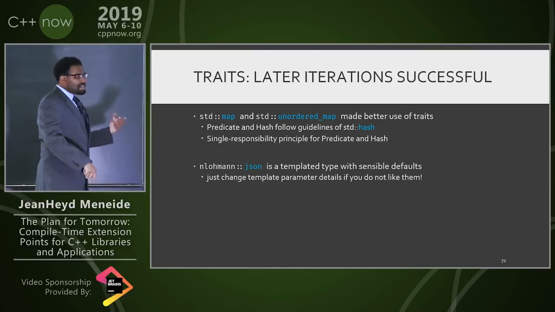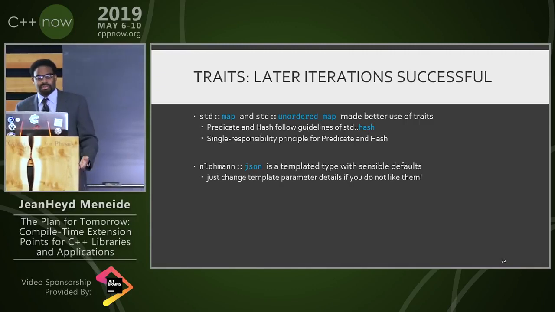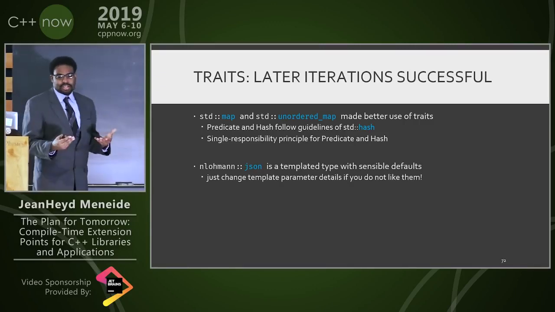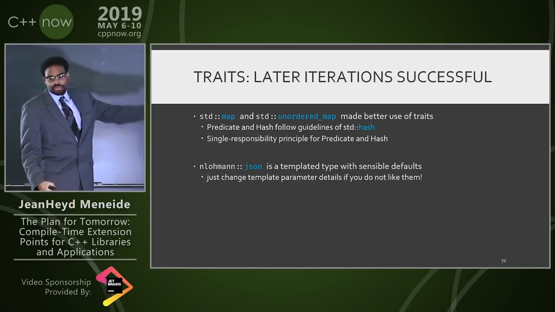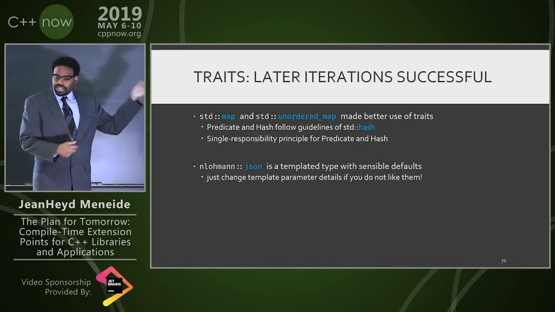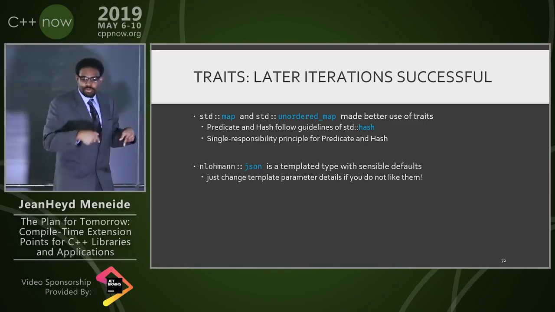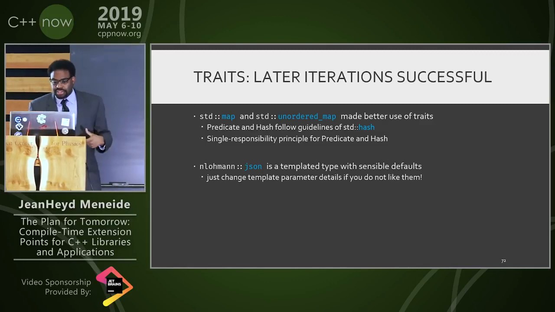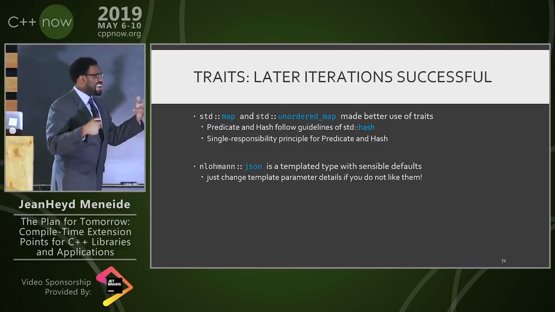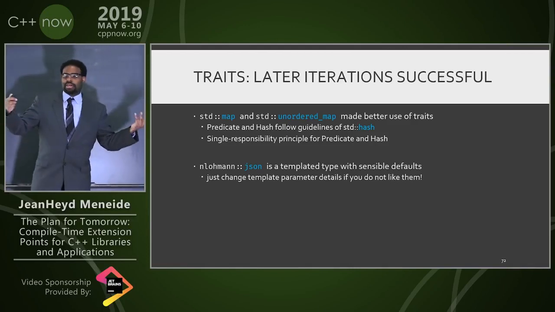Now, it's not all bad. Traits have had successful iterations, for example std map and std unordered map. Being able to customize the hash and the predicate was wildly successful, because like I showed with std hash before, you may not want to use the base implementation. So you want to be able to pass your own hash in, pass your own predicate in, and of course keys, values, and all that other stuff. Also, Nlohmann JSON is a template type with semi-sensible defaults, but you could change the template parameters and get a new JSON type, and that's the one you're working with.